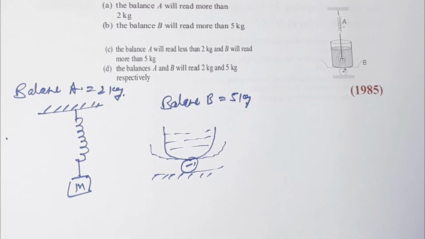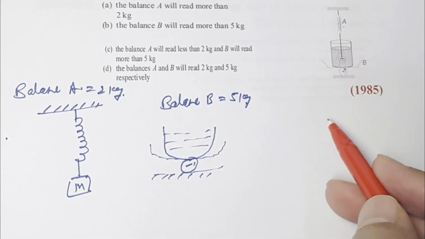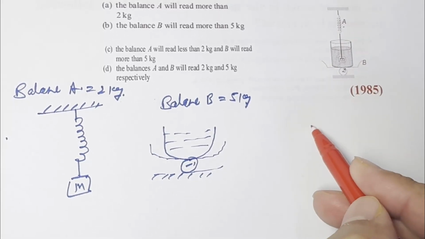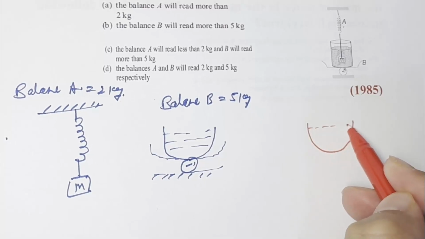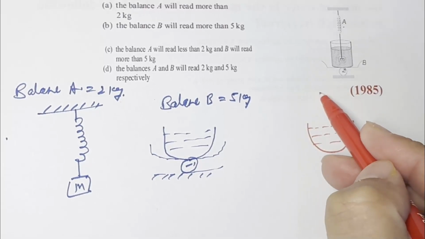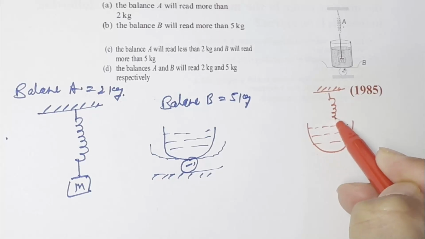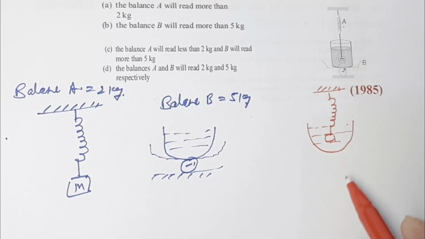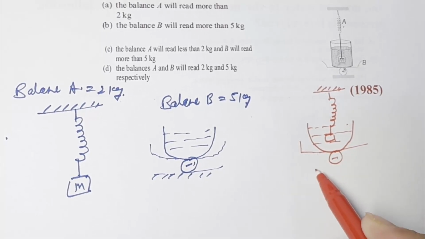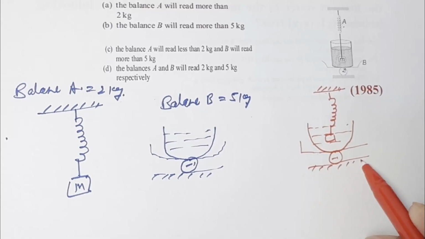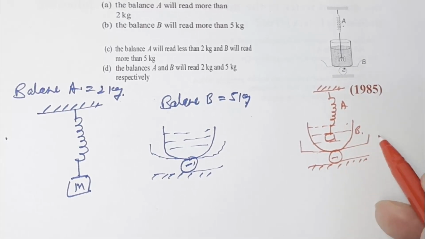Now these two are combined, and the final system is this one. So let me redraw it again. So we have a beaker, and inside the beaker there is water, and now the spring balance is hung inside the beaker, and which is placed on the pan of a balance, and it is going to show some reading. So this is our A, and this is our balance B. Okay, now they are combined.